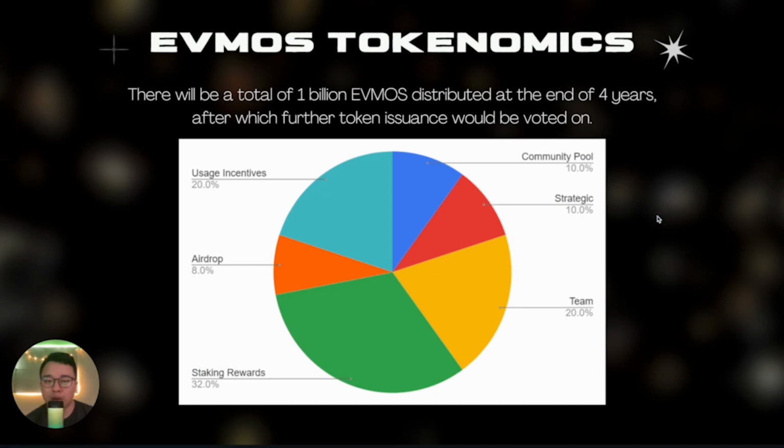So there's a total of 1 billion EVMOS that is planned for distribution over 4 years, but it is not a hard cap. So they can actually increase this cap after 4 years, depending on the governance vote on how much more they want to print after the 4 years have run out. So it can be 1 billion EVMOS if they don't want to have any more additional inflation. But most likely they will continue to print maybe just a little bit to help with additional stuff like grants or incentive programs, etc.